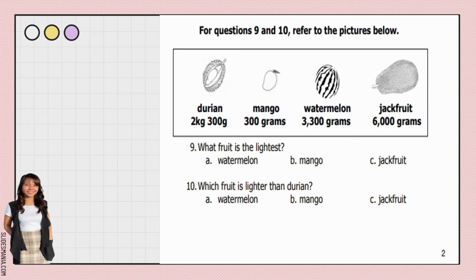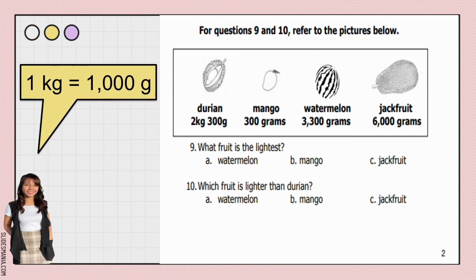For questions 9 and 10, refer to the pictures below. So we have some fruits here: durian, mango, watermelon, and jackfruit. 1 kilogram is equal to 1,000 grams. The weight of the fruits should be in the same unit so that we can compare them. For the mango, grams; watermelon, grams; jackfruit, grams. But the durian has a unit of kilogram. So we need to convert.